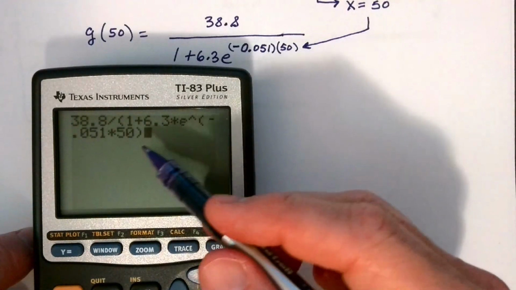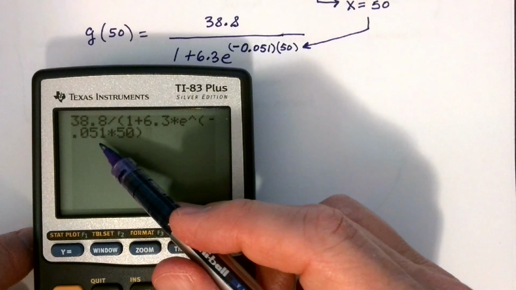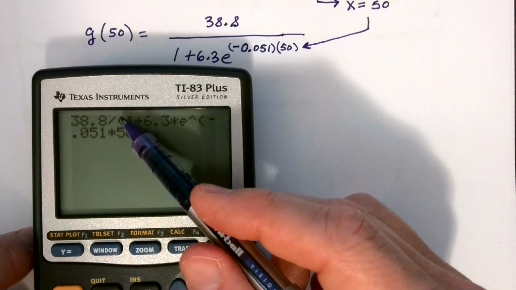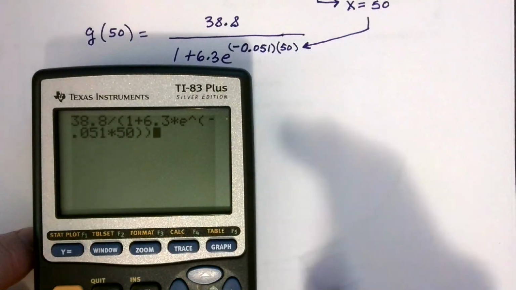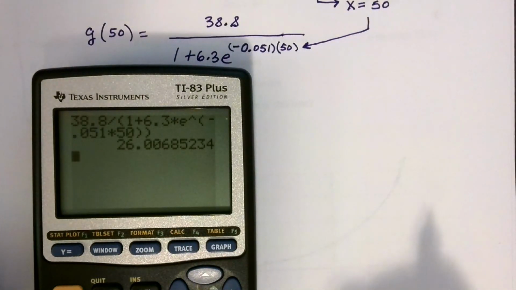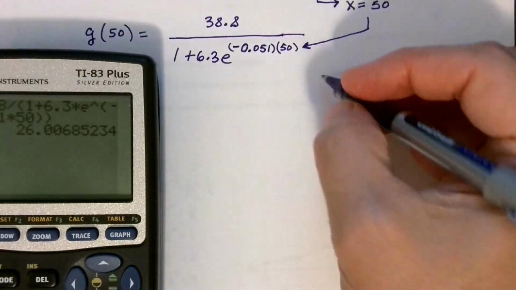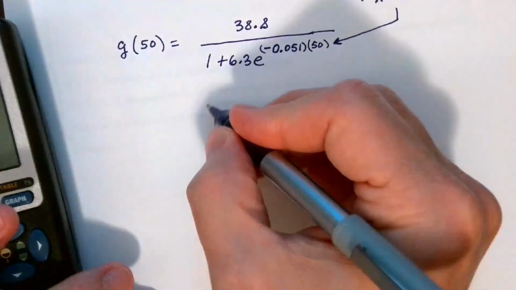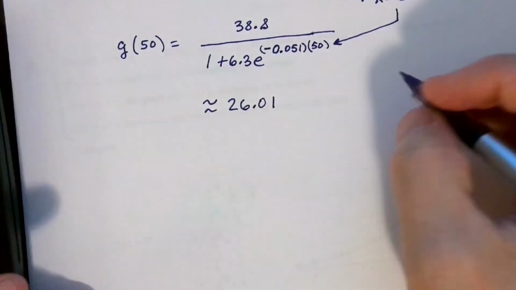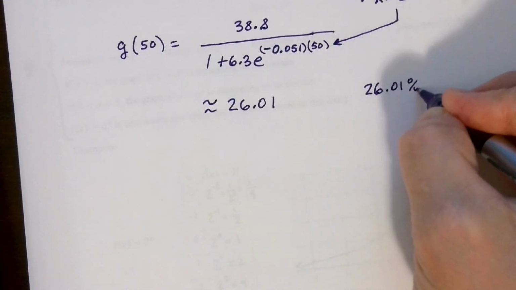Okay, close parentheses on the exponent. So make sure that whole exponent is in parentheses, because you've got to do this multiplication, right? The negative 0.051 times 50 in parentheses first, and then you're going to raise e to that power. And I also need to close parentheses on my denominator, so I need another parenthesis there, right? So there it is, and my estimate, rounded off to 2 decimal places, is about 26.01. And so it's right at 26%. 26.01%, but right at 26%.